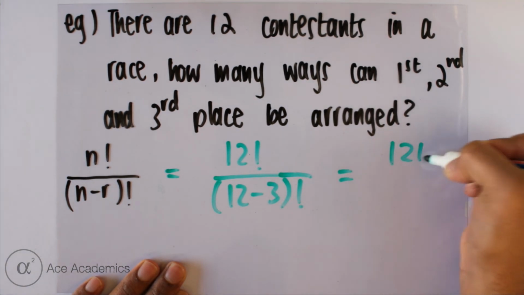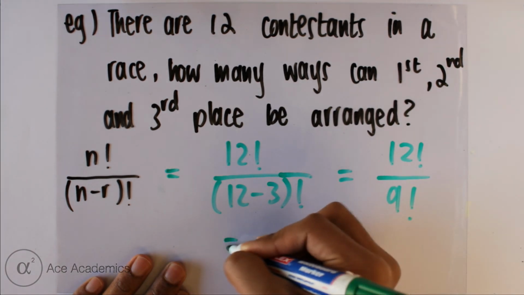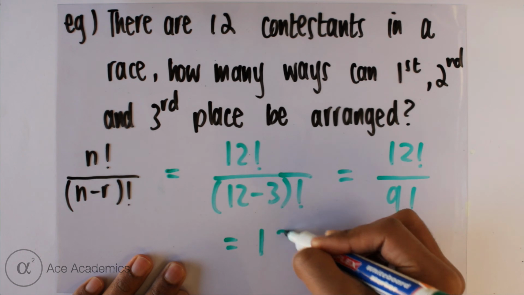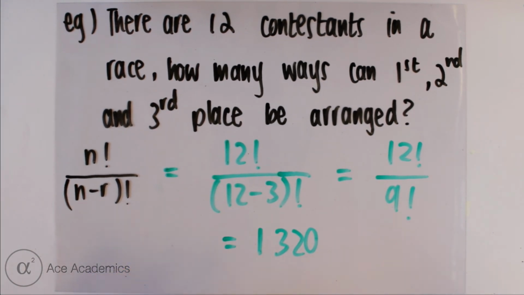That simplifies to 12 factorial divided by 9 factorial, which is equal to 1,320. That means that even though there's only 12 contestants in the race, the number of ways that first, second and third place can be arranged is 1,320.